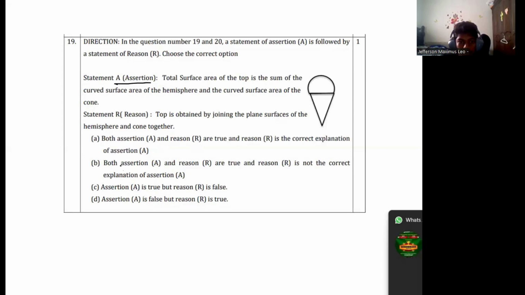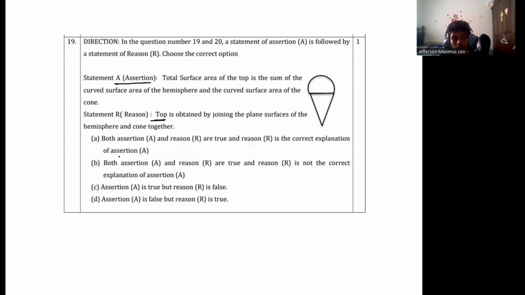Which option do you choose? Option D? This top, do you know what it is? It is a full top. The total surface area of the top is the sum of the curved surface area of a hemisphere plus the curved surface area of a cone, correct? And the top is obtained by joining the plane surfaces of the hemisphere and cone together, correct? Both are true. Both assertion A and reason are true, and the reason is the correct explanation. So A is the answer. Next question.